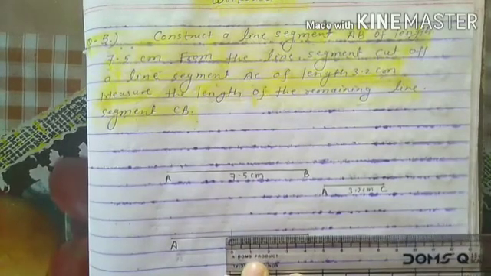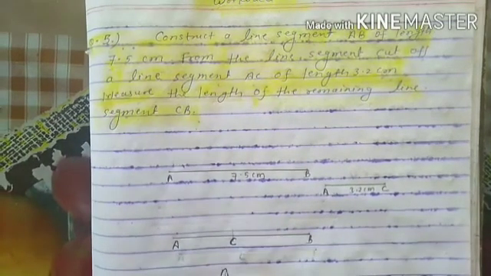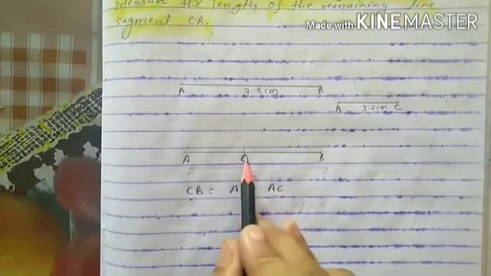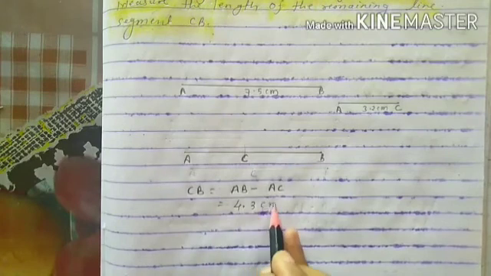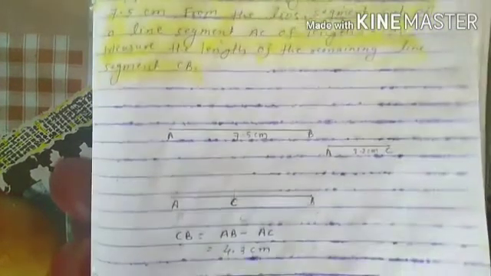What we get is 4.3. So CB is equal to AB minus AC. So what is the measurement of this CB? 4.3 centimeter. Understood?